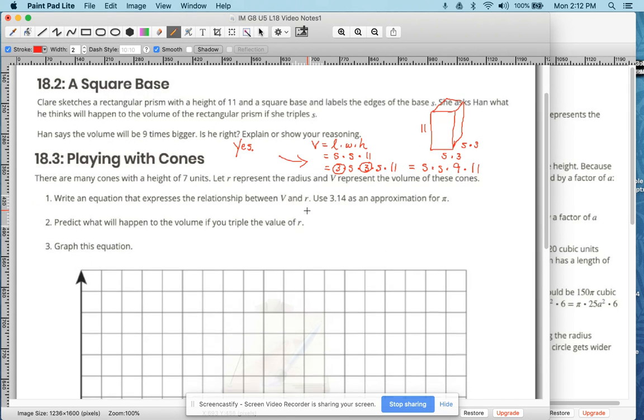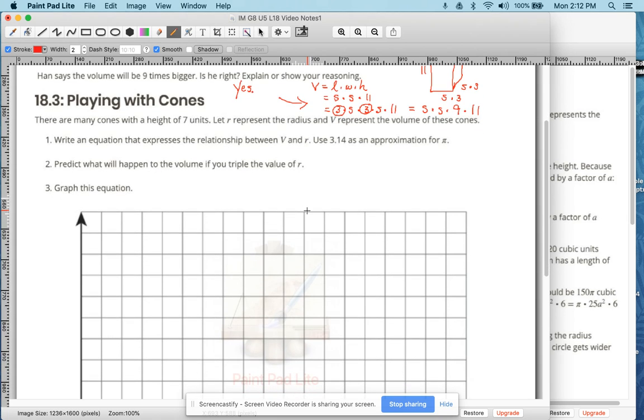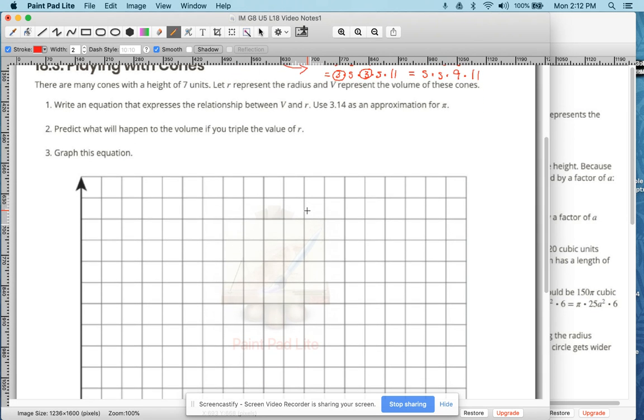So now let's move on and talk about cones. This problem says that there are many cones with a height of 7 units. We're going to let R represent the radius and V represent the volume of all of these cones. And then write an equation that expresses the relationship between V and R. And they want us to use 3.14 as an approximation for pi.